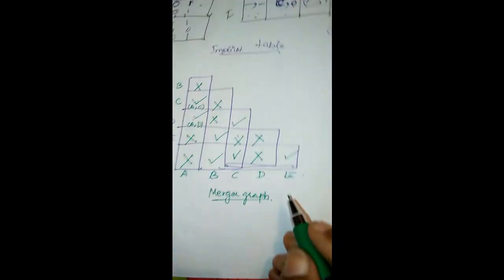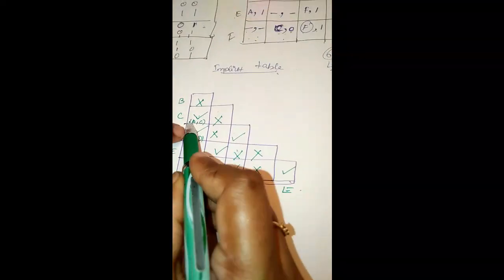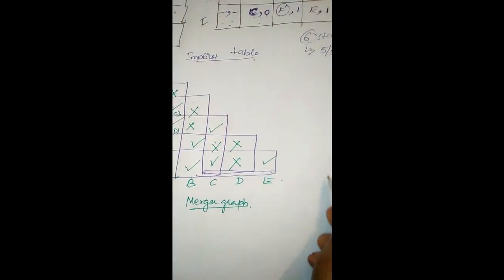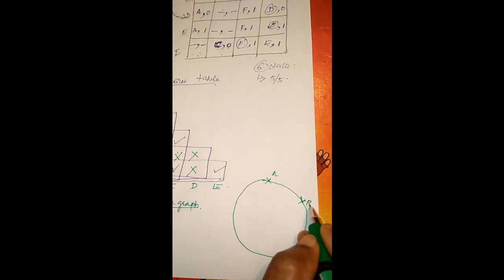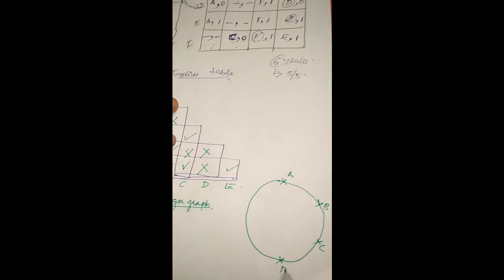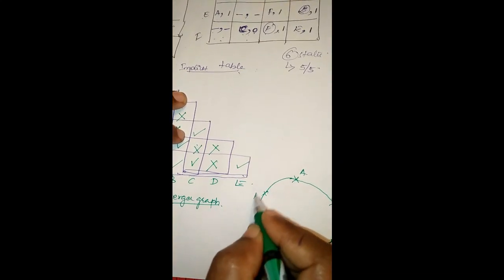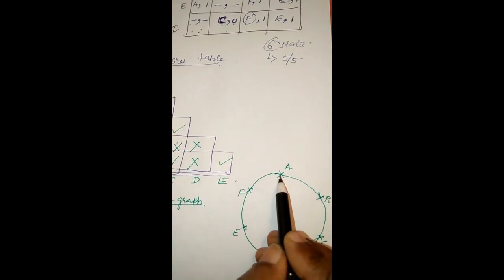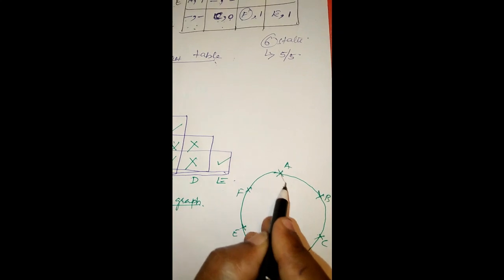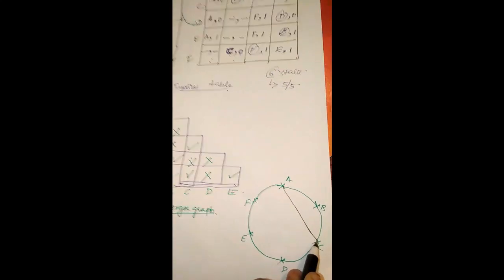Just see carefully, how do I draw the merger graph? Whichever pairs we have ticked, AC, okay, I draw a circle consisting of my 6 states. Let me name them A, B, C, D, E, and F. Now A and C have a match, so I'll connect A and C. Whichever I have picked, I have to connect.